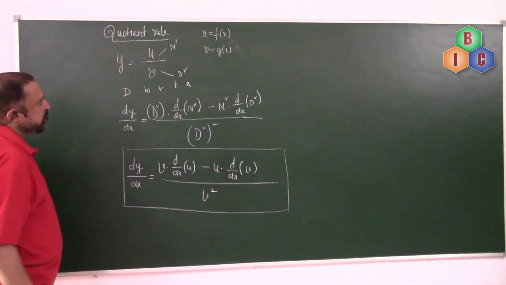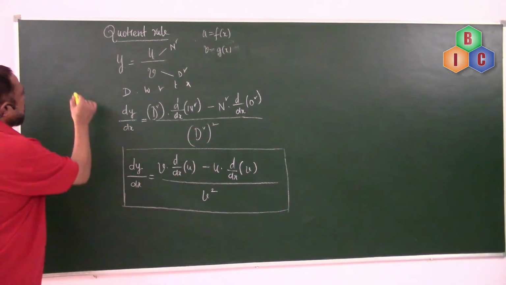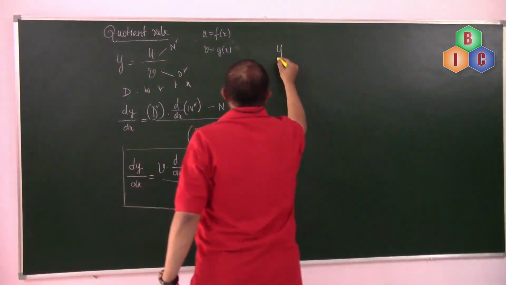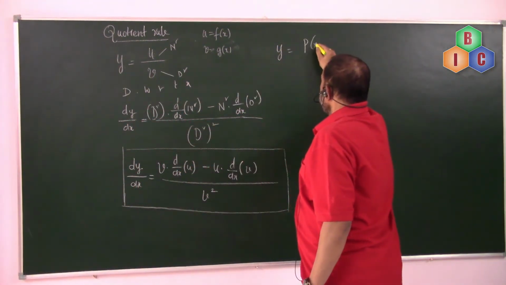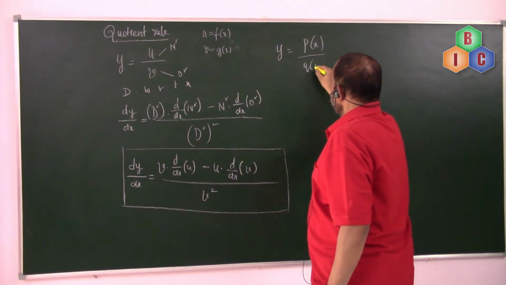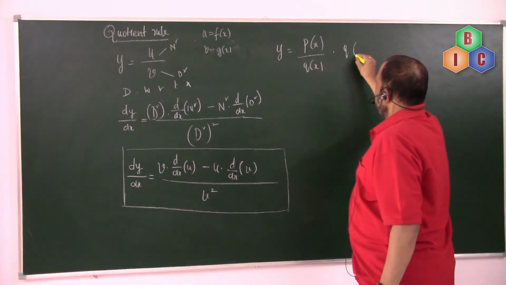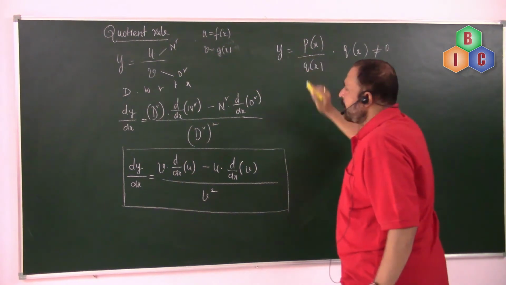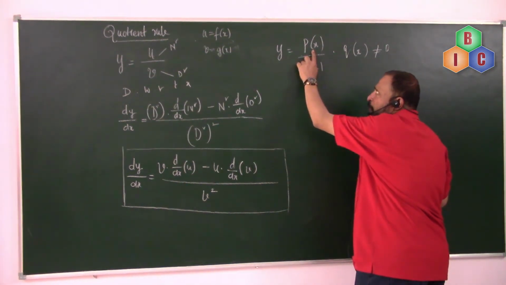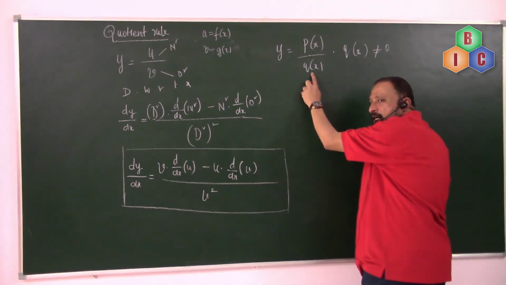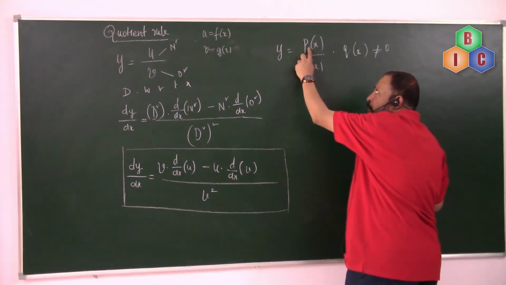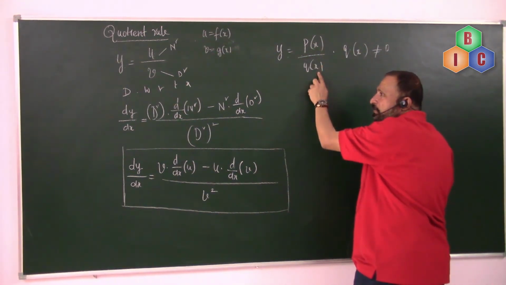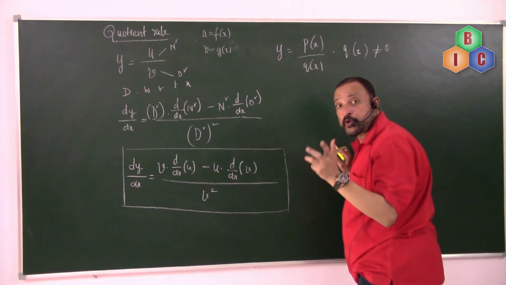Whenever you want to differentiate a function of the form y is equal to p of x divided by q of x, and q of x is not equal to 0, then we use the quotient rule, where p of x is regarded as the numerator and q of x is regarded as the denominator. Observe that both numerator and denominator are functions of x. That's a primary condition to use the quotient rule.